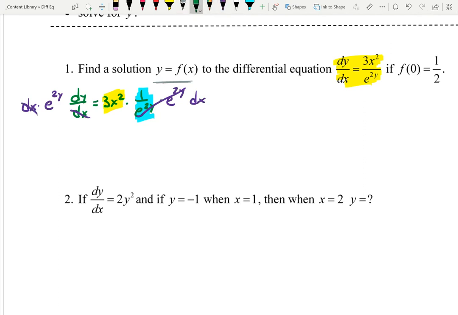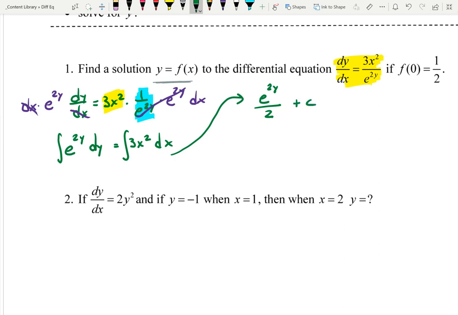And now, if you see what I have here, I have e to the 2y dy on the left and 3x squared dx on the right. So I've now separated the variables. I'm now going to integrate both sides. So we're going to do an antiderivative on both sides of this equation. So bring it over here. The left-hand side has an antiderivative of e to the 2y divided by 2 plus some c.